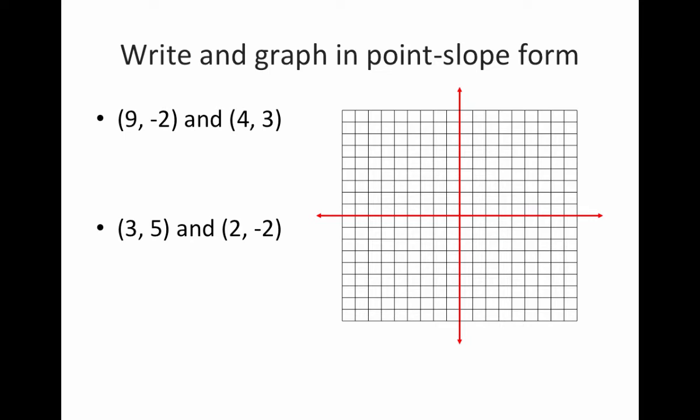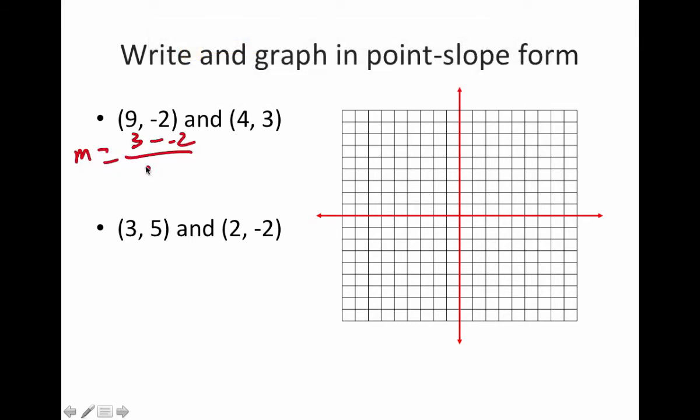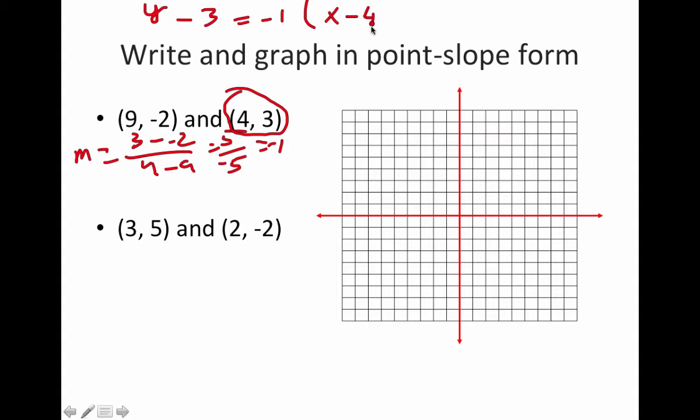All right, graph in point-slope form. Please note how they want you to write it. The first thing we have to do is calculate the slope. I would do 3 minus negative 2 over 4 minus 9, which is 5 over negative 5, which is negative 1. So now I've got a slope of negative 1. And I can use any point. I choose to use this point because there's no negatives in it. Y minus 3 equals m times x minus 4. Distribute the negative 1. Y minus 3 equals negative x plus 4. Add 3. Y equals negative x plus 7.